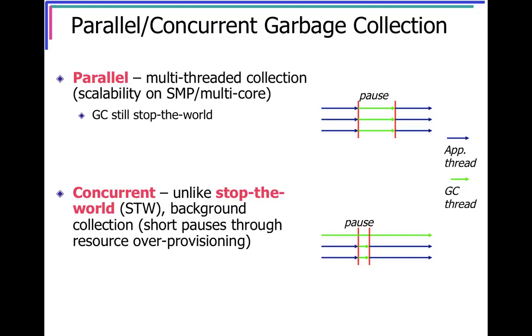Concurrent collection is the alternative to stop the world collection, and this is where we interleave garbage collection with program execution, so that only every once in a while do we have to pause to clean up all of the garbage, the remaining pieces of garbage that we can't guarantee can be collected.